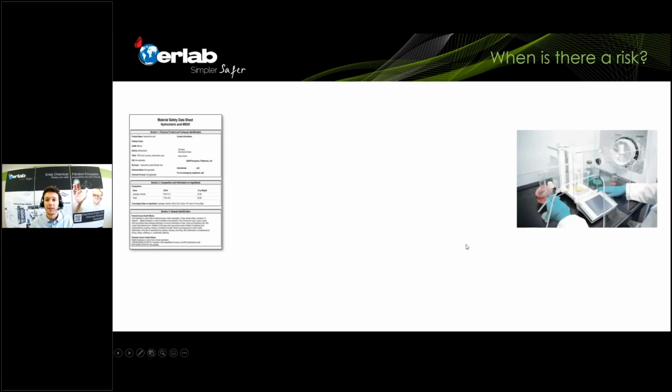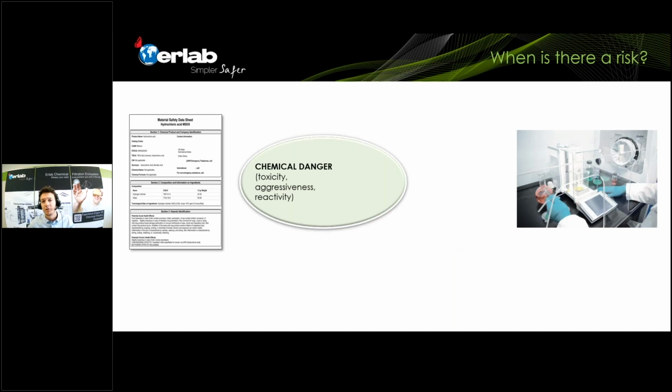And the first thing that we ask ourselves: when is there a risk? That's very simple. What is the biggest risk in labs? It's hazardous chemical products. These can be toxic, these can be aggressive. These are products that we are exposed to and that are harmful for our health. So when you are exposed to them, then simply we talk about risk.